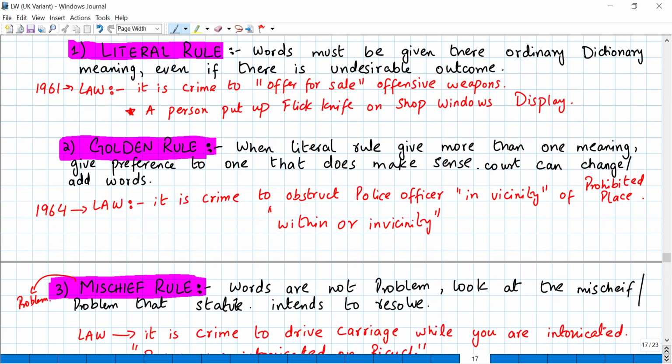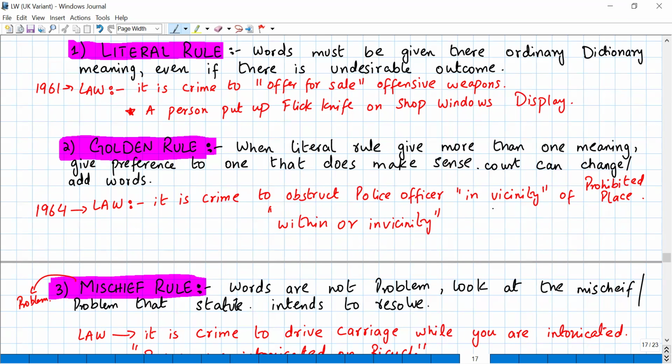Now let's understand this with a case. There was a case in 1964, and what was the law? The law says that it is a crime to obstruct a police officer in the vicinity of a prohibited place.